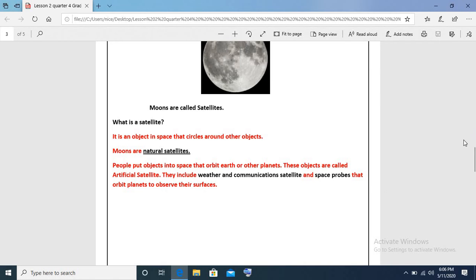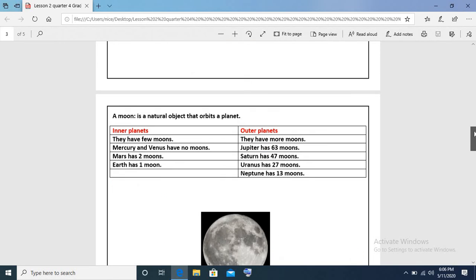So it's important here to know that the moon is a natural satellite, okay? And to know that it's a natural object that orbits a planet. It's not orbiting the sun. And we have inner planets and outer planets. We have to know that Earth has 1 moon, Mars has 2 moons, Mercury and Venus have no moons. Of course Jupiter has 63, Saturn 47, Uranus 27, and Neptune has 13 moons.